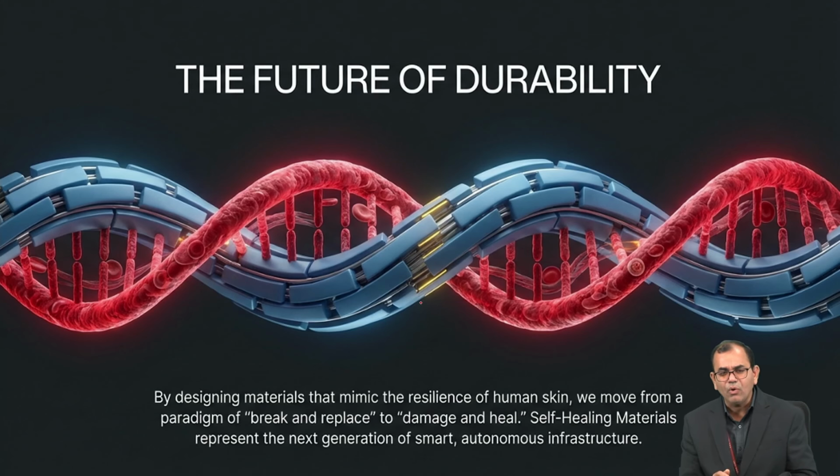Okay, now we can see that by designing material that mimics the resilience of human skin, we move from a paradigm of break and replace to damage and heal. Such a wonderful definition. So self-healing materials represent a next generation of smart autonomous infrastructure, which can help us to repair the biological system. Not only from the engineering perspective, it can help us in a biological way to treat diseases or many other aspects.